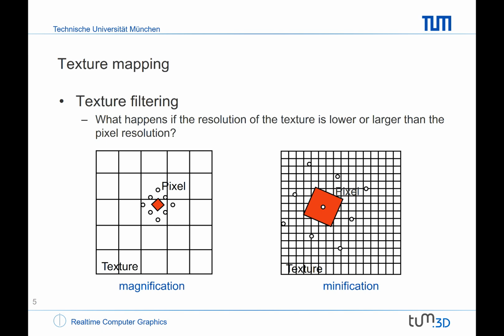So now there are two different situations that occur when using texture mapping. And these are the two situations you see here. So what do we see here? Let's start with the left-hand side example.